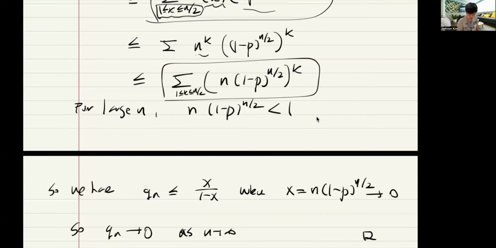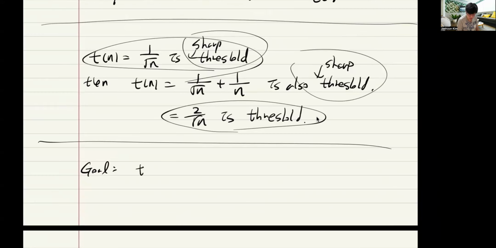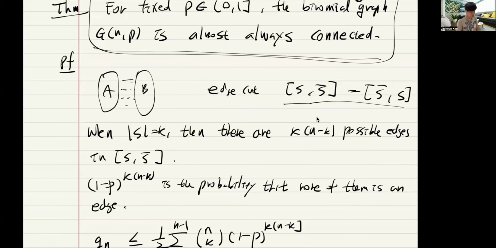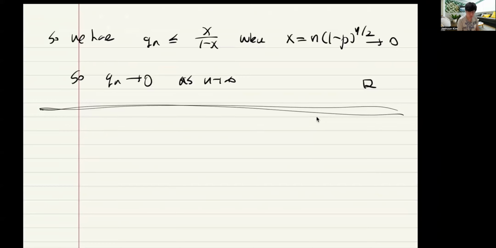But as I mentioned, we will try to find the threshold for its connectedness. So we want to find the best p which makes this statement hold. For that, we need to first collect some tools. Some further probabilistic tools are needed, and we will collect them in the next video. Okay, then I will see you in the next video.